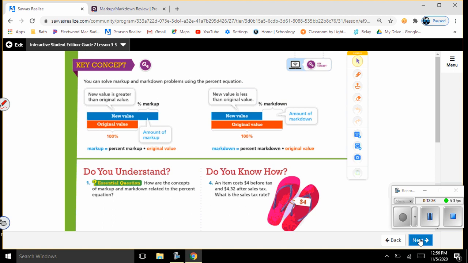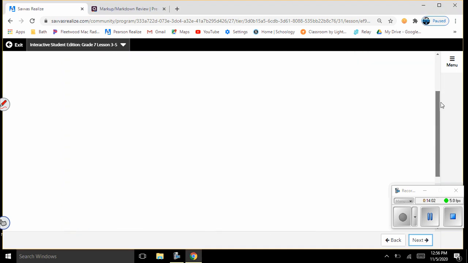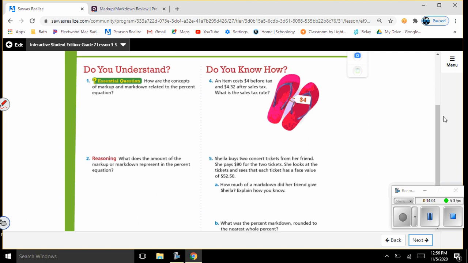On my next page, again, we always want you to kind of pay attention to that key concept. That's great to read over. They show you the market situation on the left. They show you the key Bible verse, I call it, right here for markup. And it's very similar for the situation with the markdown. And we also had a situation there where we showed tax as well. All right, so we're going to take a look at this pair of sandals, it looks like, or mandals. An item costs $4 before tax and $4.32 after sales tax. What is the sales tax rate?